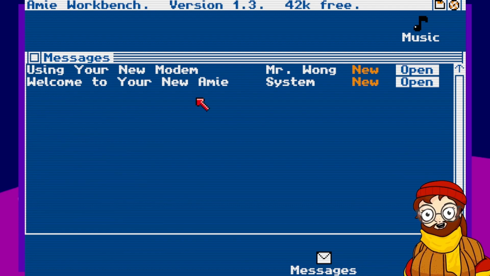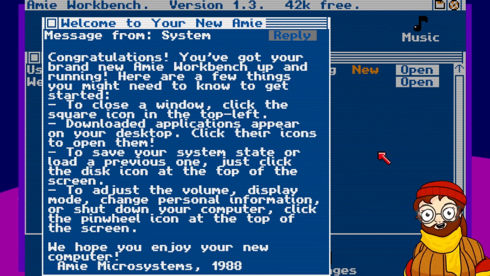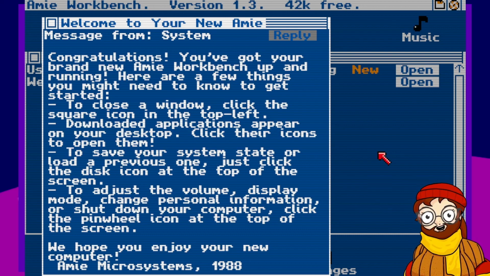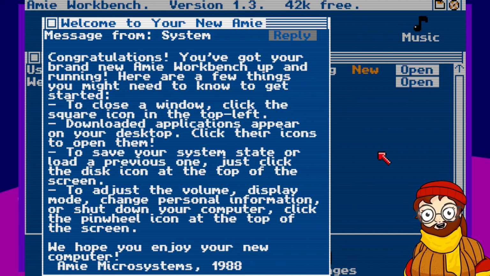Okay, messages. Welcome to your new Amy. Let's take a look. Message from system. Congratulations! You've got your brand new Amy workbench up and running. Here are a few things you might need to know to get started. To close a window, click the square icon in the top left. Downloaded applications appear on your desktop. Click their icons to open them. To save your system state or load a previous one, just click the disk icon at the top of the screen. To adjust the volume, display mode, change personal information, or shut down your computer, click the pinwheel icon at the top of your screen. We hope you enjoy your new computer, Amy Microsystems 1988.